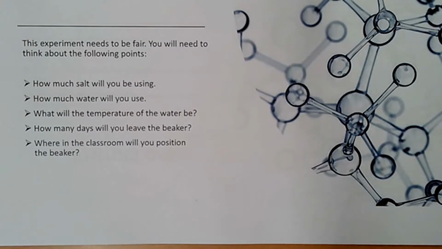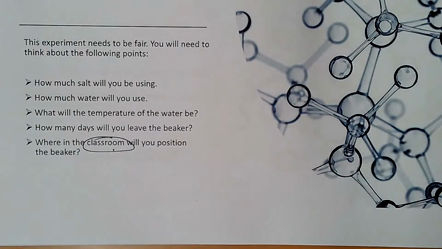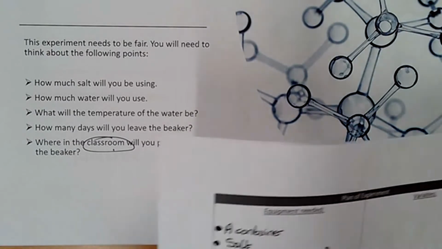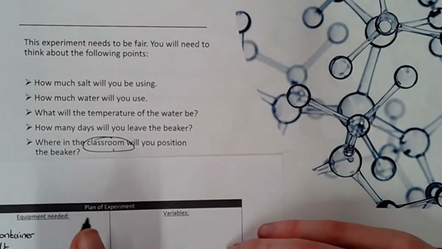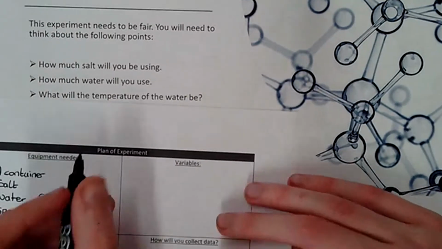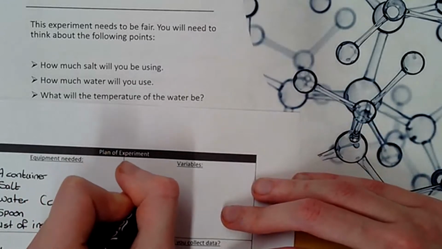You're going to think about how much salt you're going to use, how much water you'll use, what temperature the water will be, which I've already discussed, how many days you're going to leave the beaker or the container to sit, and then where in the classroom, for me, and at home for you, will you position the beaker. So just think about where you're going to leave it. So let's have a look at what variables I'm going to do. I can see here I need to think about how much salt I'm going to use. For the amount of salt, I'm going to say I'll do 3 teaspoons of salt.